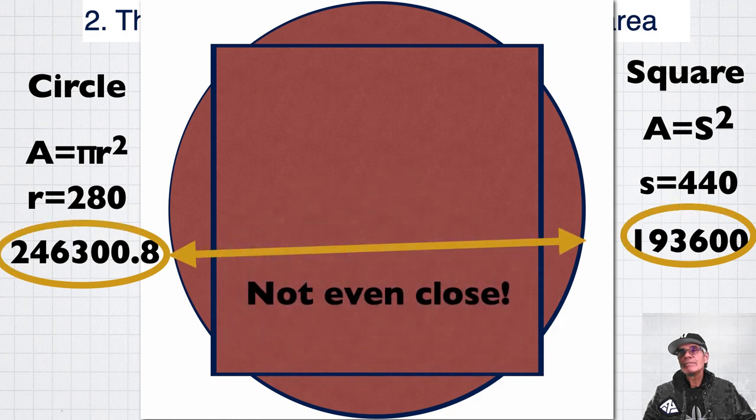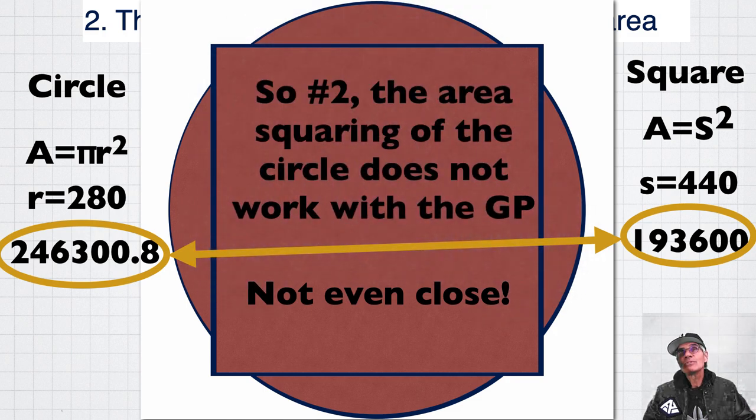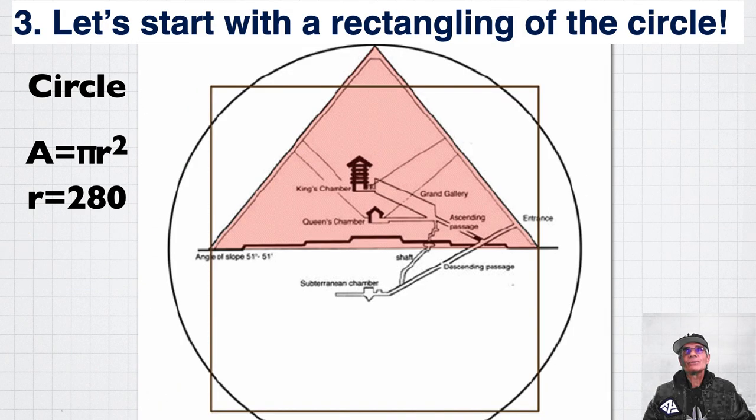Okay, not even close. So using the circle and the square that we used to square the circle by perimeter and circumference doesn't work for area squaring. Okay, so number two, the area squaring of the circle does not work with the Great Pyramid. Or does it? Okay, so let's start with a rectangling of the circle. Now, this is not a squaring of the circle, but you'll see where we're going here.